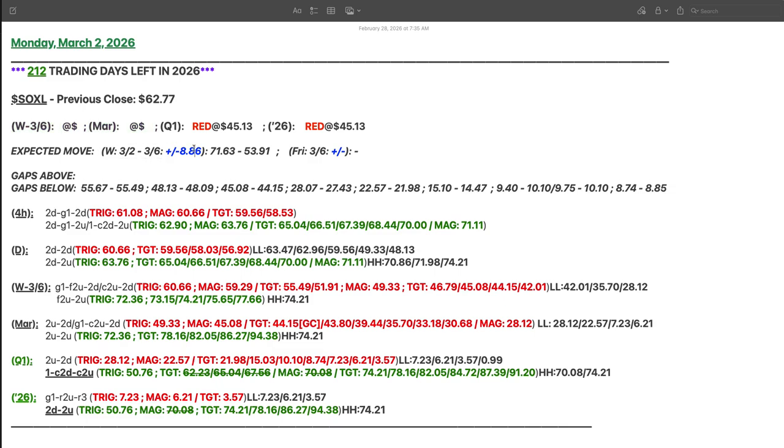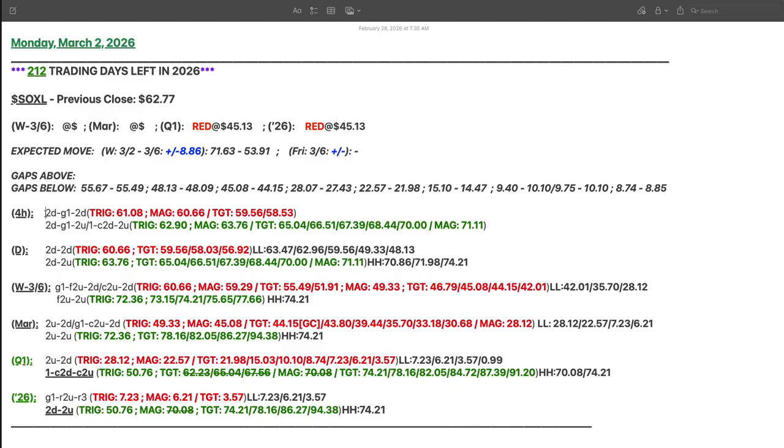The expected move for the week we talked about was $8.86, giving us an expected move of 71.63 to 53.91. And we know that there are no gaps above, but we've got plenty of gaps below that we've got to keep an eye on. We talked about from a scalping perspective or an early entry into a day trade perspective, we want to look for higher lows at or above opening print to get into calls, or we want to look for lower highs at or below opening print to get into puts.